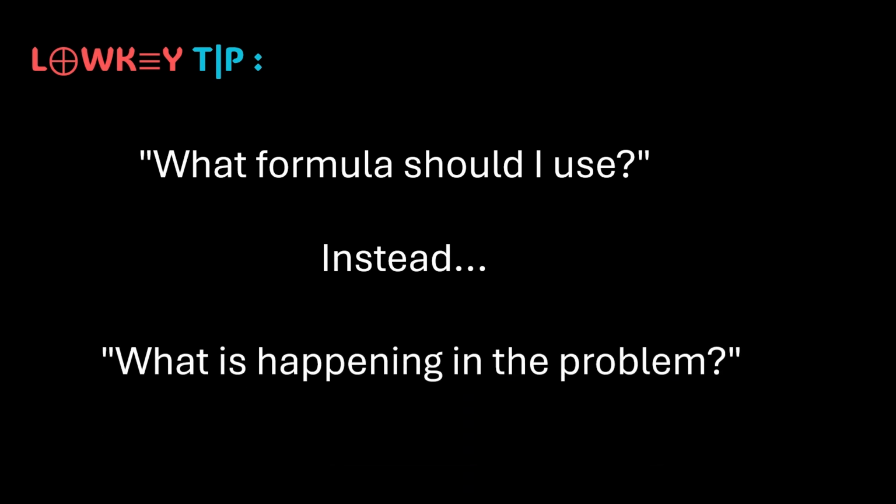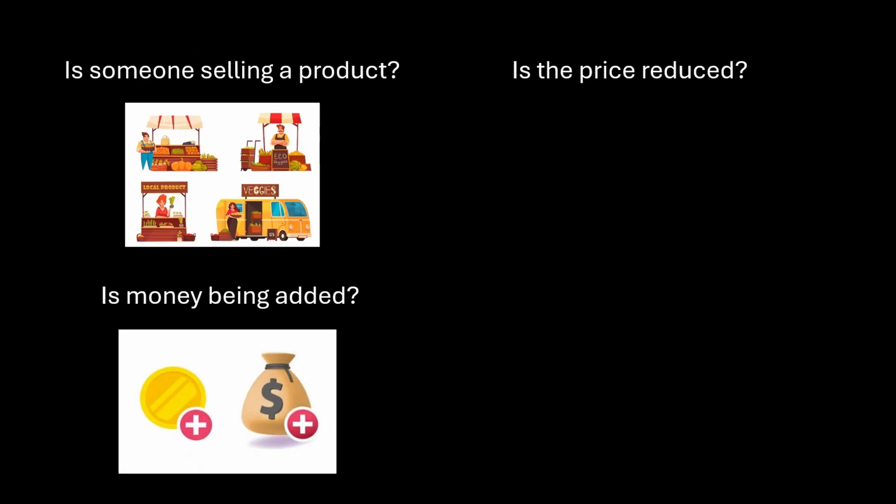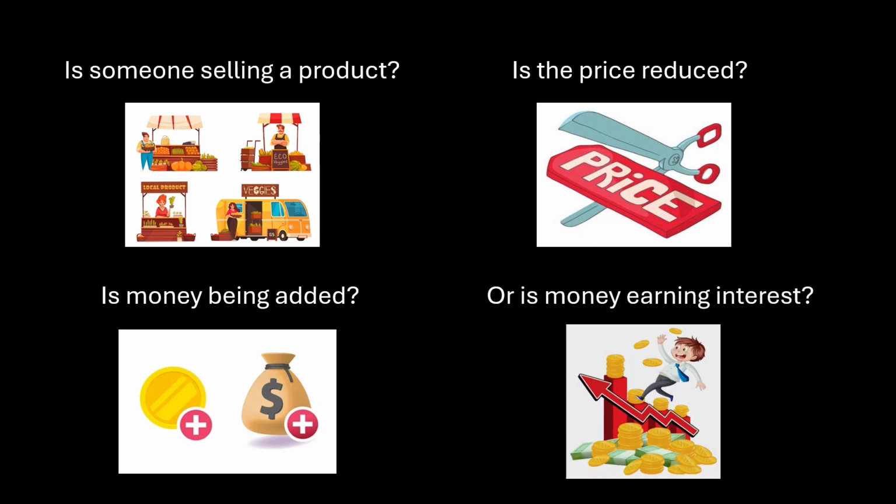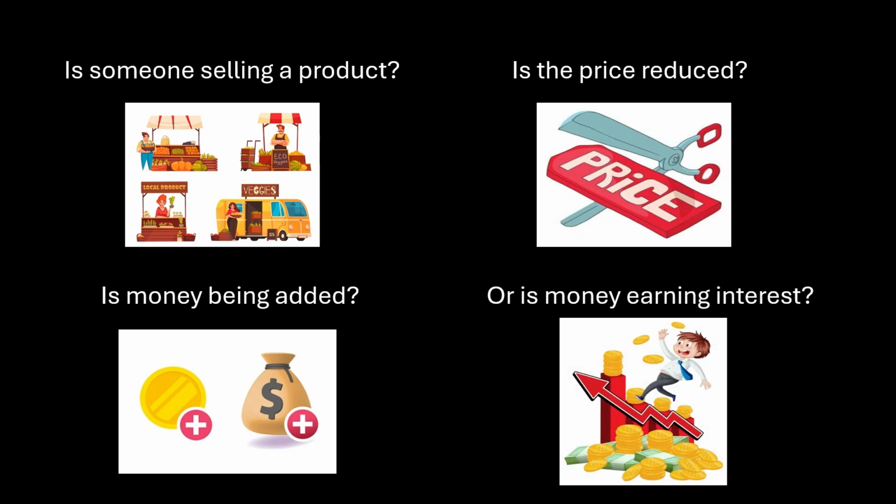Before we start, here's one low-key tip. Most students make one common mistake. Whenever they see a word problem, they immediately ask, what formula should I use? Instead, ask yourself this question first. What is happening in the problem? Is someone selling a product? Is money being added? Is the price reduced? Or is money earning interest? Once you identify the situation, choosing the correct formula becomes much easier.